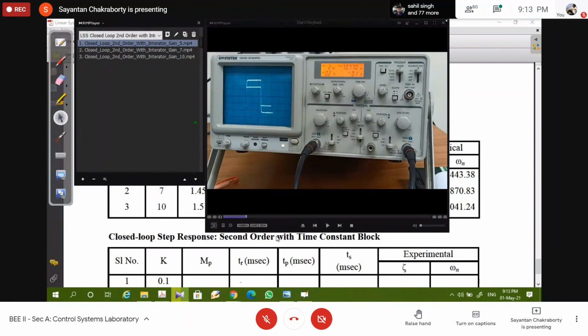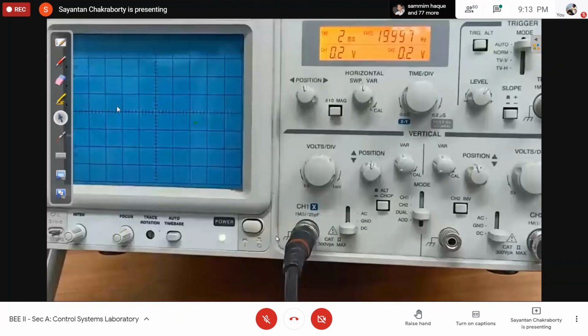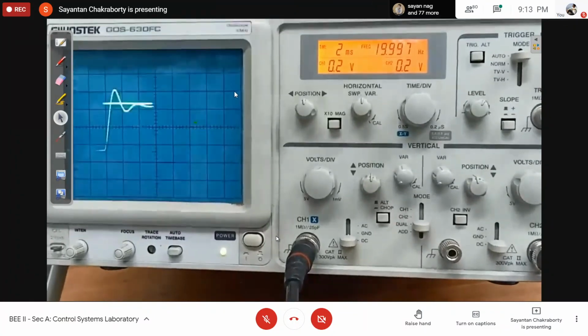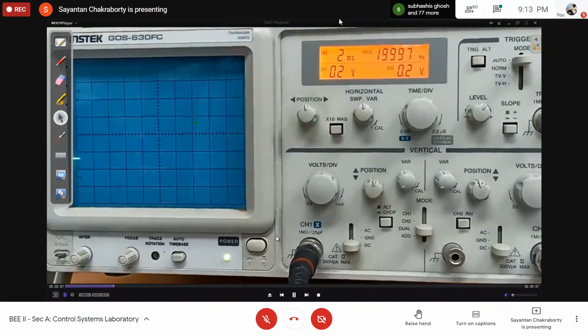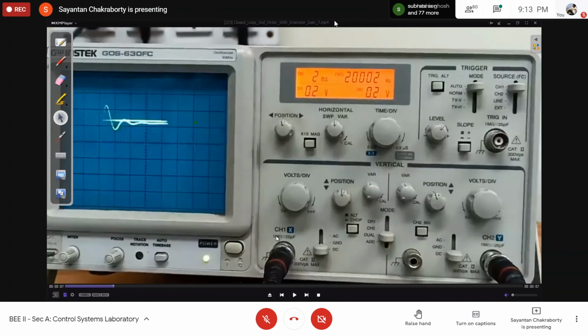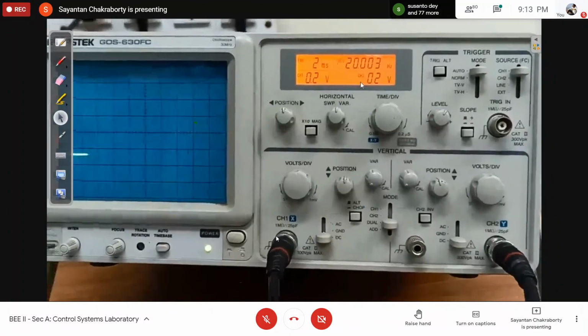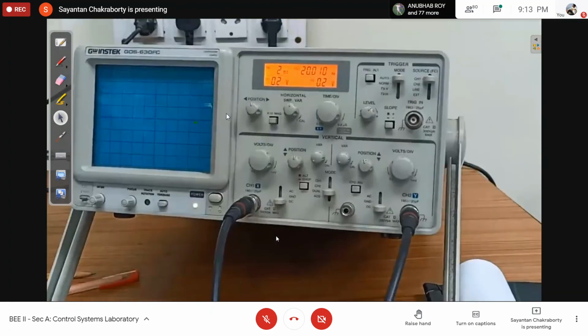So for gain 5, you'll have this underdamped second order response. For gain 7, what will happen? The zeta will change and omega will also change. It's very difficult to appreciate the change from this. In this case, see the scales are same, 0.2, 0.2. So the output error is very, very small, almost 0.